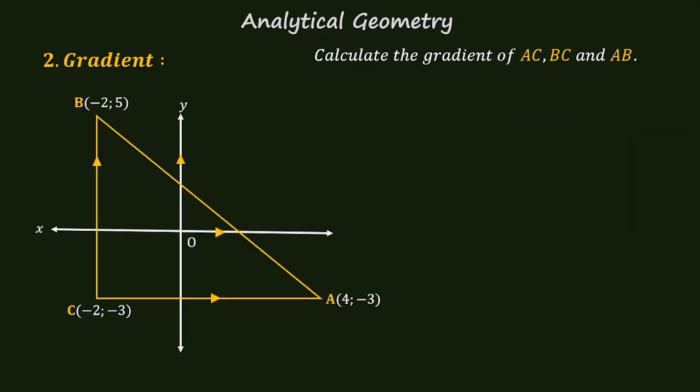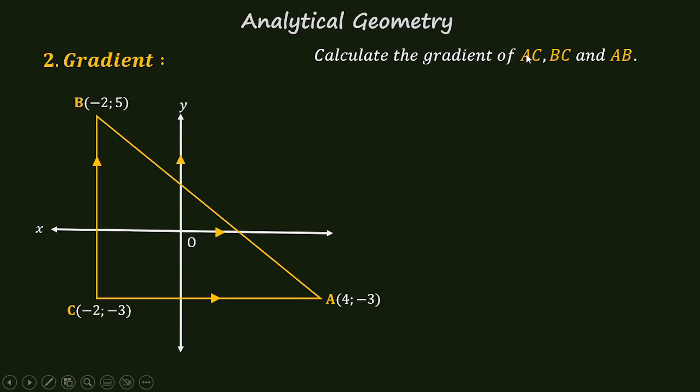Let's move on to the gradient. Like we did with the distance, we are going to use an example to demonstrate how to find the gradient between 2 points. This requires us to calculate the gradient of AC, BC, and AB. So this is our AC, that's our BC, and this is our AB. Like in the previous problem, BC is parallel to the y-axis, AC is parallel to the x-axis.